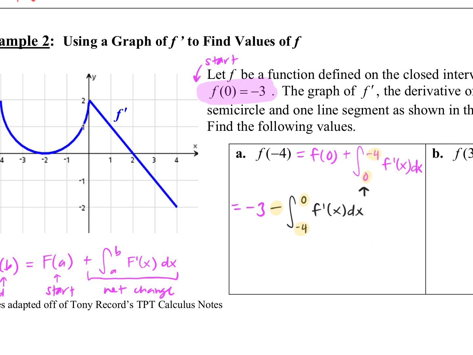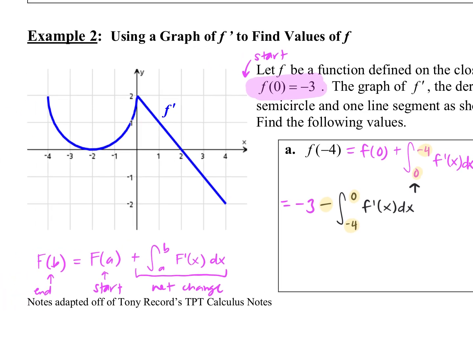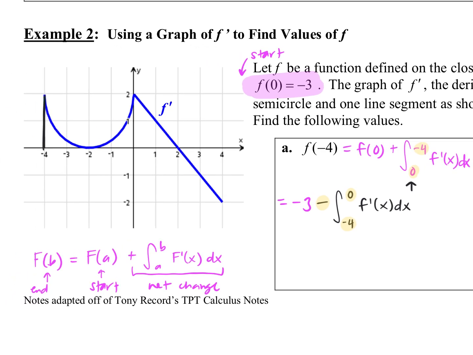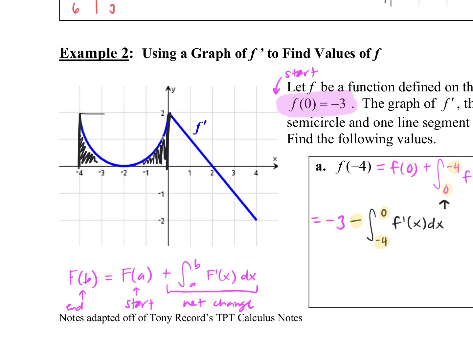Now we can just evaluate that. We're looking at the graph from negative 4 to 0, and I want to find the area underneath the curve. Back to geometry, how am I going to do that? How do I find that area that I shaded? Find the rectangle, subtract half the circle. That's exactly right. So my rectangle area is 2 times 4, which is 8.